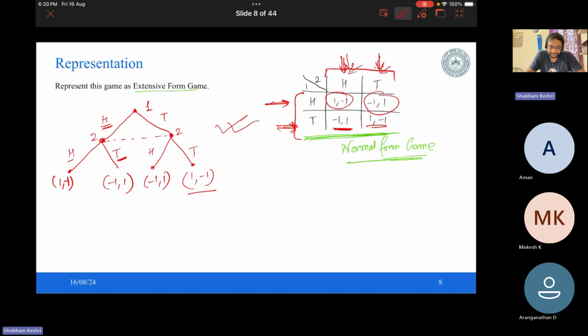Any questions? If someone is asking what is the strategy of player 2, because it is dotted, you will not call it HH, you will just call it HT. Because of the dotted line, player 2 cannot distinguish between these two nodes, and therefore the strategies of player 2 are only H and only T. So the set will be H comma T.